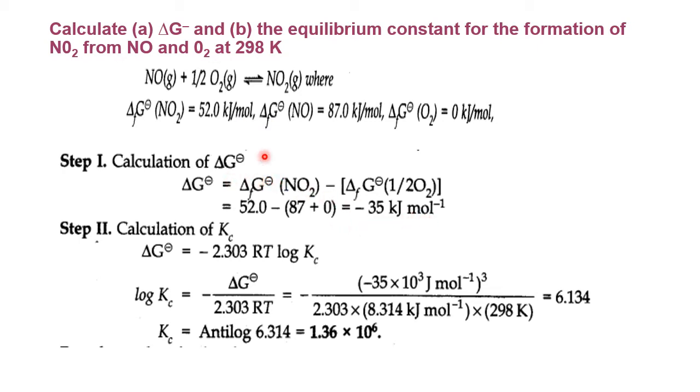Why do I have to calculate delta G? Because the delta G formula is given. So using this data, we will calculate delta G naught. Once you know delta G naught, we will use this value in the main equation: delta G naught equals minus 2.303 RT log Kc. That's why I have calculated delta G naught using the delta G naught of formation for all the three chemicals. The formula is total delta G naught for the product minus total delta G naught for the reactant. So with that I have got minus 35 kilojoules per mole.